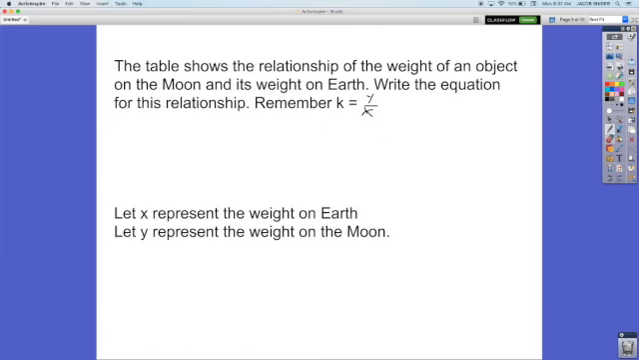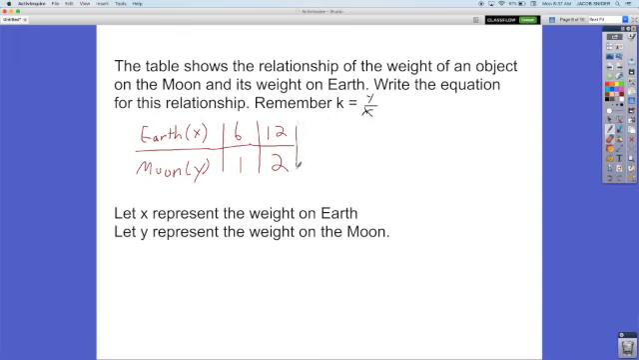Here's our table. We're going to show the weight of an object on the moon versus its weight on the earth. Here's our earth weight on the top. Remember, we talked about that being our x value. Our moon weight is our y value. Roughly, something that weighs 6 pounds on Earth is going to weigh 1 pound on the moon. Something that weighs 12 pounds on Earth is going to weigh 2 pounds. And you can probably guess the next one. If it weighs 18 pounds, it's probably going to weigh 3 pounds on the moon.